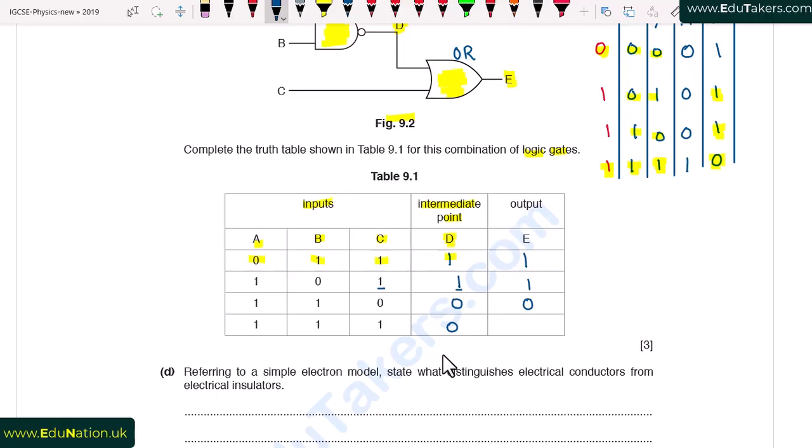And the last one combination 1 and 0. Here it is 1 and this is 0. So it is equal to 1. So I write here it is equal to 1.